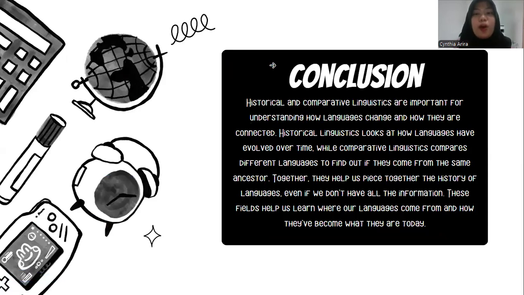Historical and comparative linguistics are important for understanding how languages change and how they are connected. Historical linguistics looks at how languages have evolved over time, while comparative linguistics compares different languages to find out if they come from the same ancestor. Together, they help us piece together the history of languages. Even if we don't have all the information, these fields help us learn where our languages come from and how they've become what they are today.